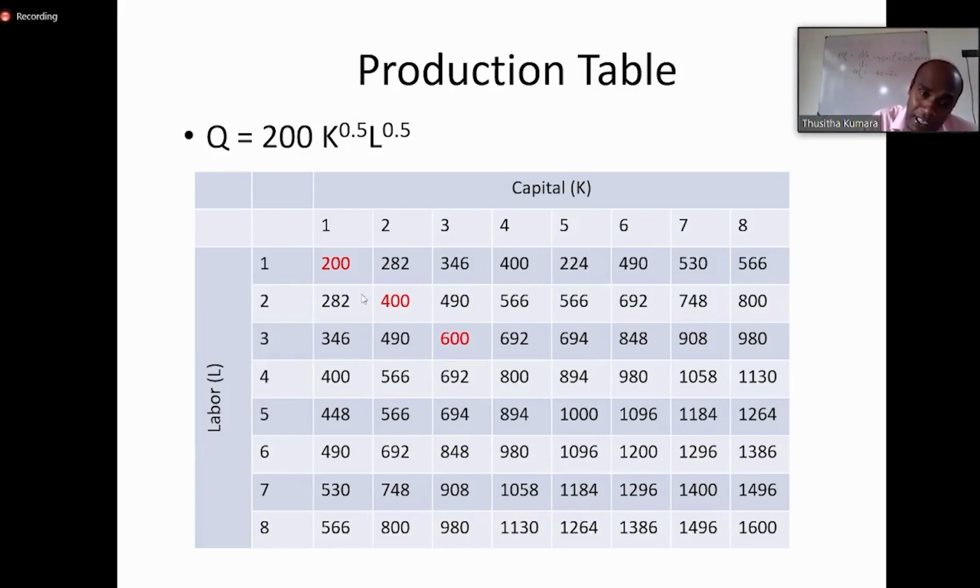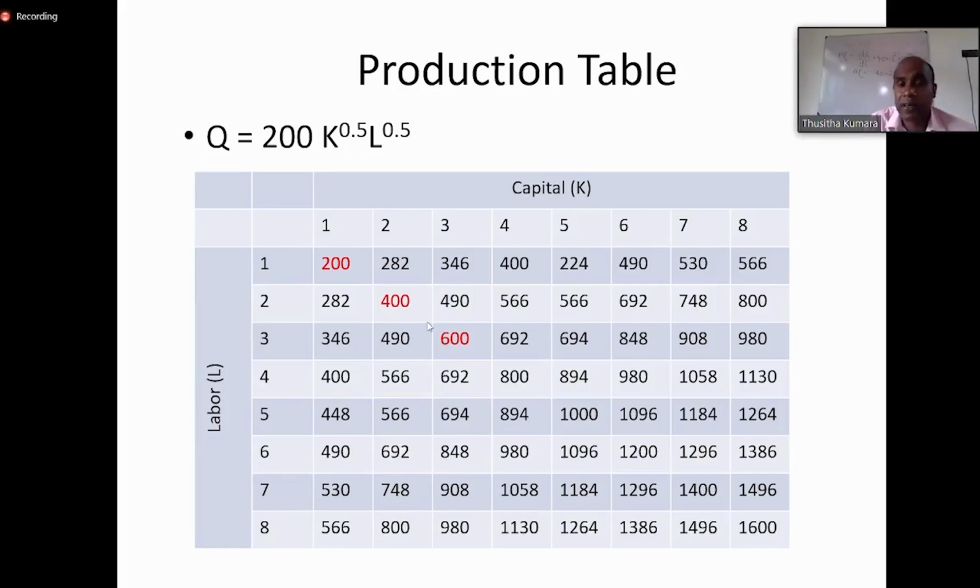If you look at the table, we had 1 capital, 1 labor. Output was 200. Then we increased by 100%: 2 labor and 2 capital. Output increased to 400, a 100% increment. And then we increase input by 50%, 2 to 3, and here also 2 to 3, 50%. Then what has happened to output? That is also increased by 200.